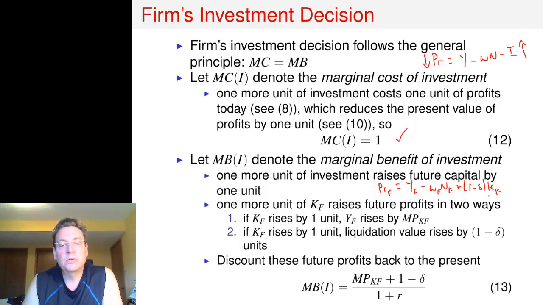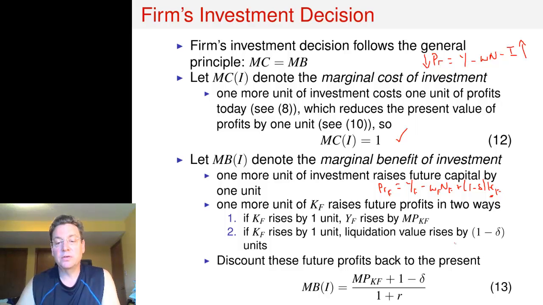So now we can imagine that if you have 1 more unit of investment and therefore 1 more unit of capital in the future, well, what's the benefit going to be? Well, higher capital in the future is going to allow you to produce more goods in the future. So that means that YF would go up. So that is the marginal product of capital in the future. And then the other aspect is that if you have 1 more unit of capital in the future, then after it depreciates, your liquidation value will go up by 1 minus delta.